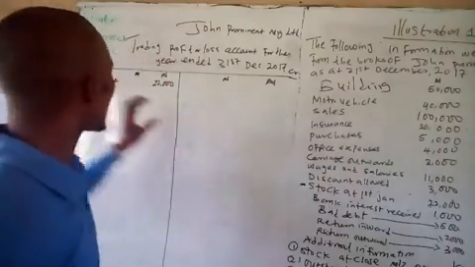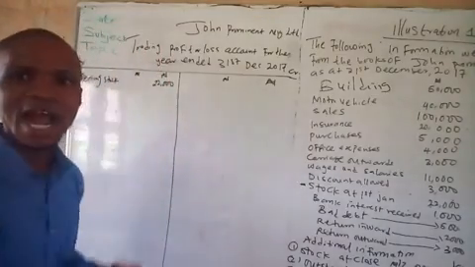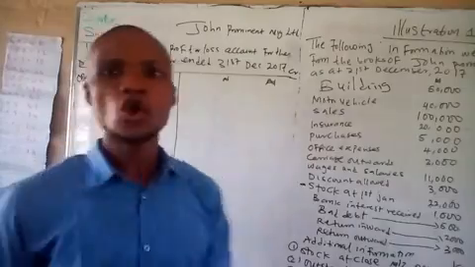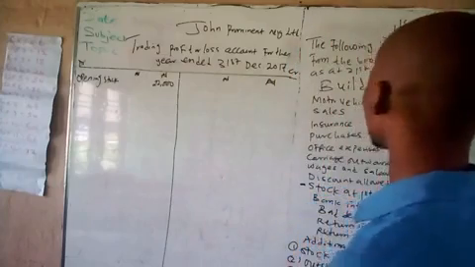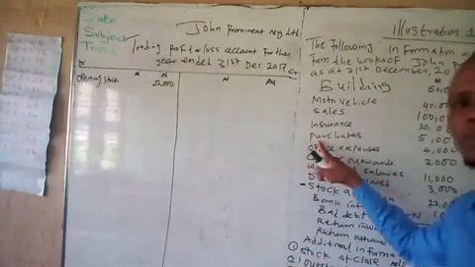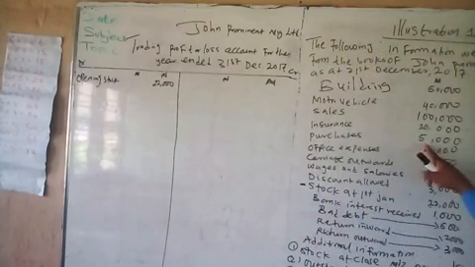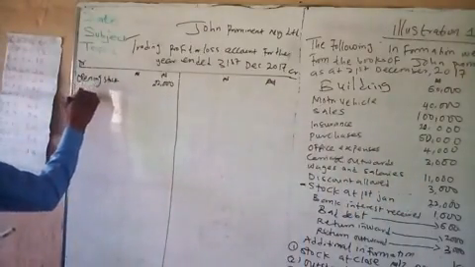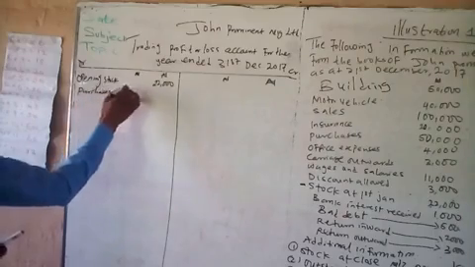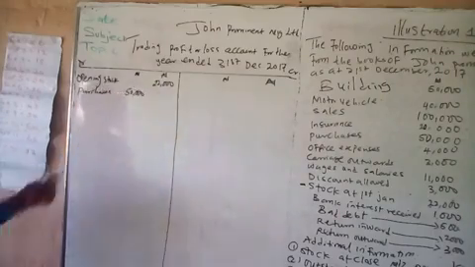Let's move forward. After your opening inventory, you add what? Purchases. Now from the question, when you look at this place, this is the purchases. Purchases is 50,000 naira. You now come to this place, purchases 50,000 naira. Is that taken out?